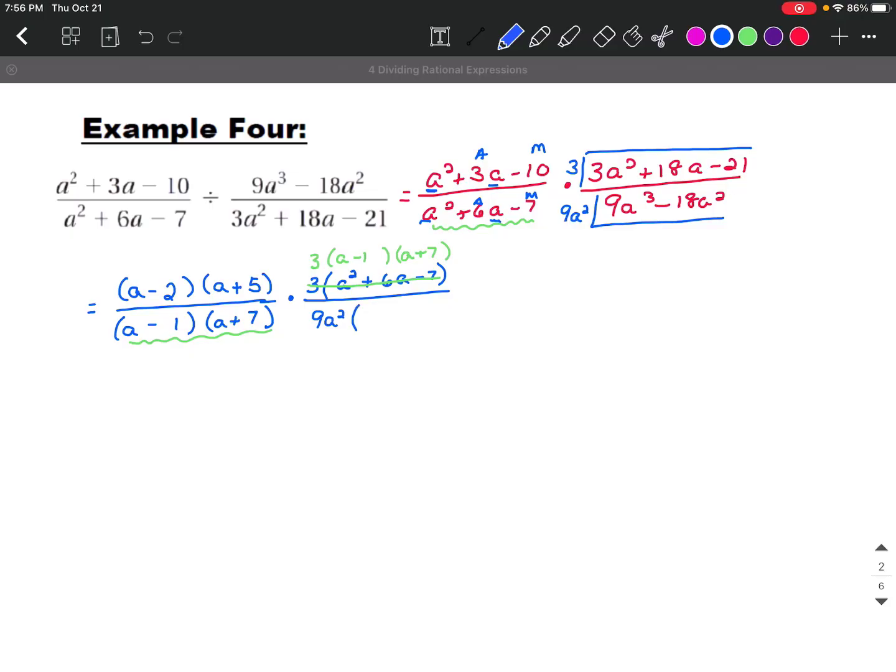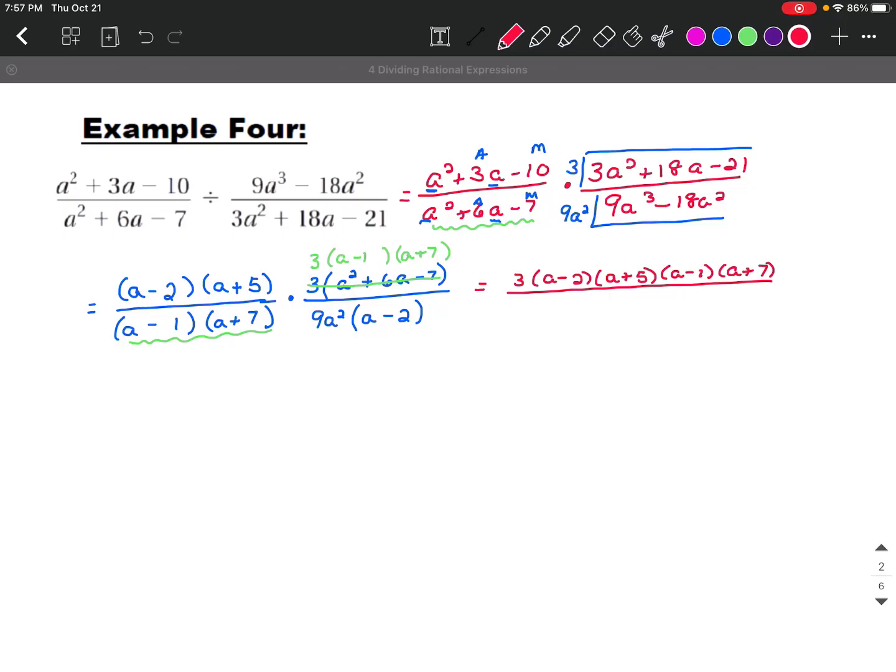Well, the 9 goes into 9 once, and a to the third divided by a squared is just a to the first, minus 18 divided by 9 is 2, and a squared divided by a squared goes away to nothing. Okay, now we're going to multiply straight across. We have an a minus 2, an a plus 5. I'm going to put my number 3 up front because I always put numbers up front. Then an a minus 1 and an a plus 7.